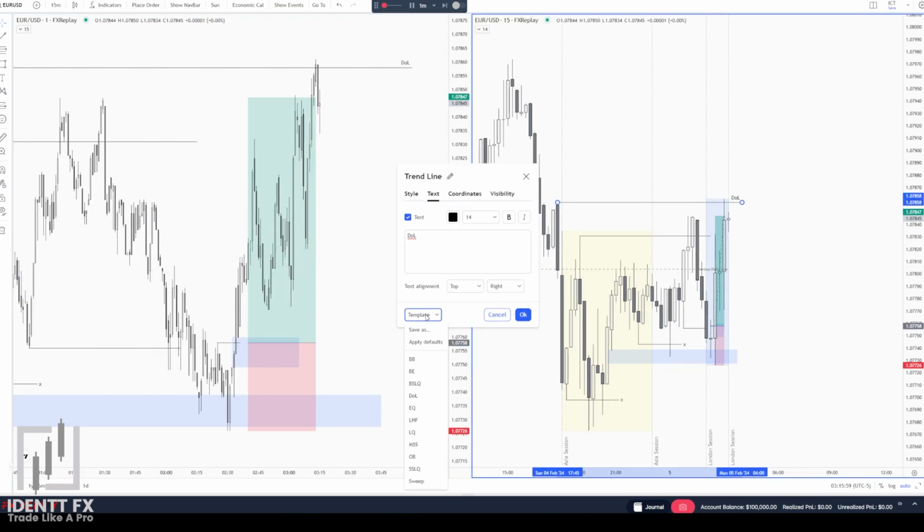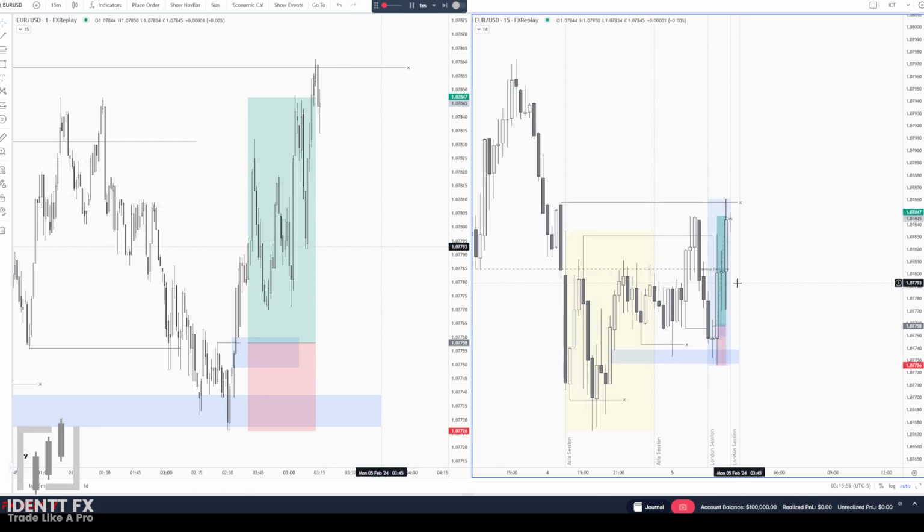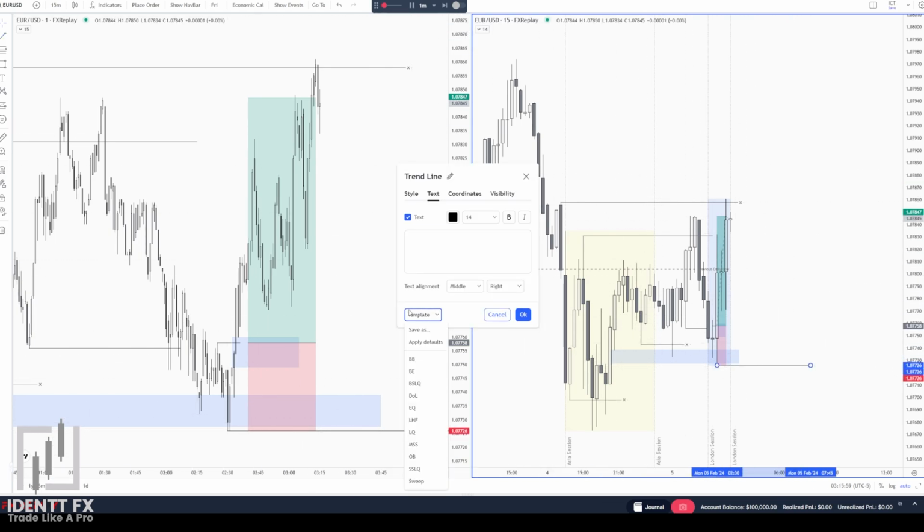All right, so it seems like we actually liquidated these relative equal highs. Now it's going to be a little bit of a waiting game. We're going to have to wait and see where the price is likely going to go. My guess is that price probably has enough liquidity to start reversing to the downside again. And our first target is going to be this right here. This is going to be my draw on liquidity.